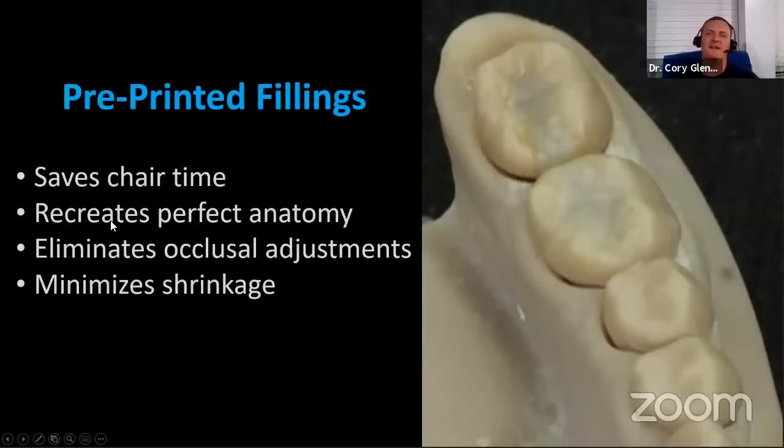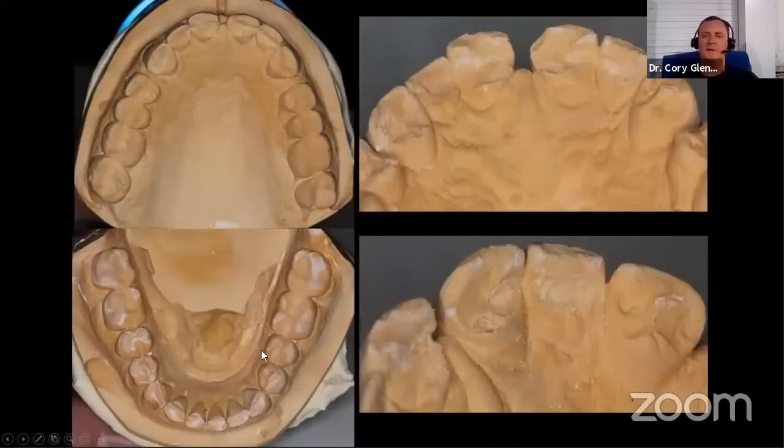The cool thing is that it just perfectly recreates anatomy. And if you do this right at the end, there is no occlusal adjustment to do because it's their same tooth. And again, it minimizes some shrinkage. Veneers, a few of you asked about that.